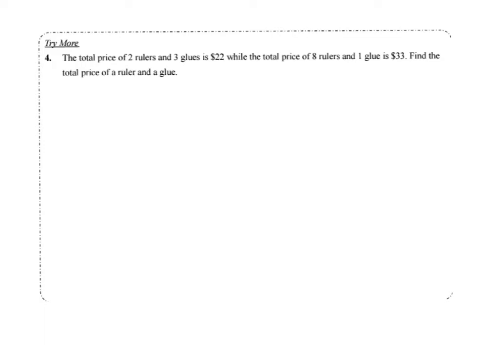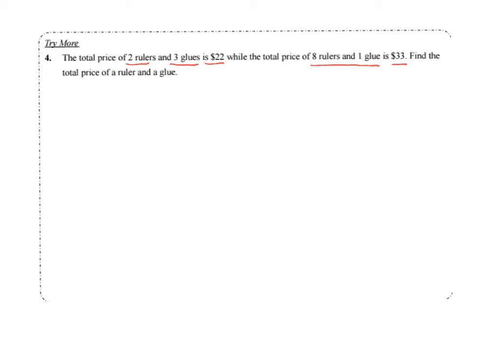This question is from Arshdeep. The total price of two rulers and three glues is $22, while the total price of 8 rulers and 1 glue is $33. Find the total price of a ruler and a glue.